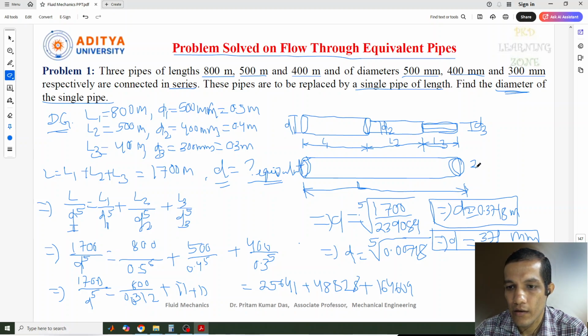That is 371 millimeters. Okay, I hope you understand this problem. It's very, very simple. Only a single formula is there, and by that you can easily identify the answer.